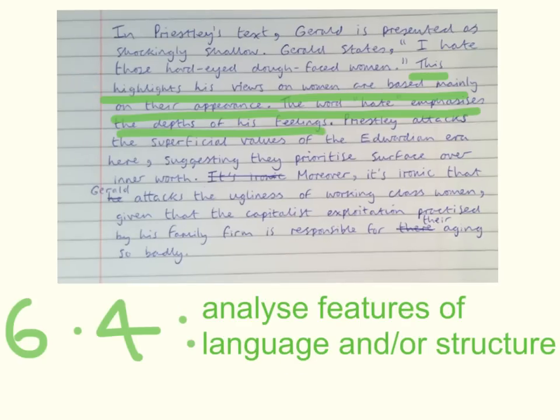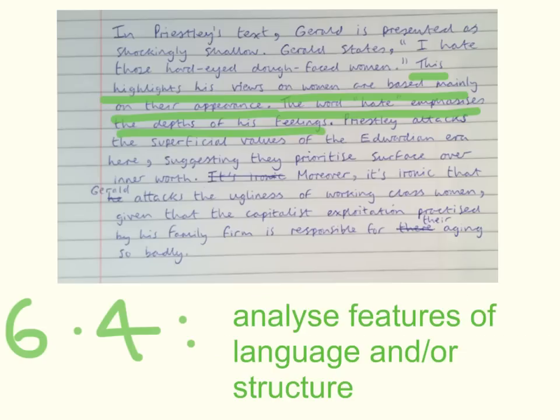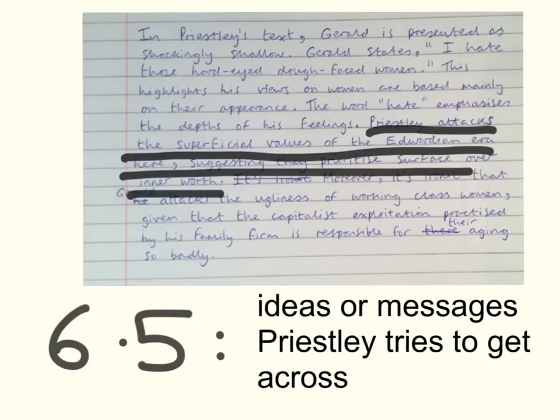It breaks my heart when I see well-written essays which don't consider the effects of the words that Priestley employs. So I've made a point here of locking in on that word "hate" and saying what the effect of that is. If I don't look at language, if I don't explore words or the structure of the text, my grade is going to suffer so badly. 6.5 was asking to think about the messages or themes, ideas that Priestley is trying to convey to his audience. And I've suggested here that Priestley is attacking those shallow values, superficial values, of the Edwardian era and saying that they care more about appearance than inner values, inner worth.